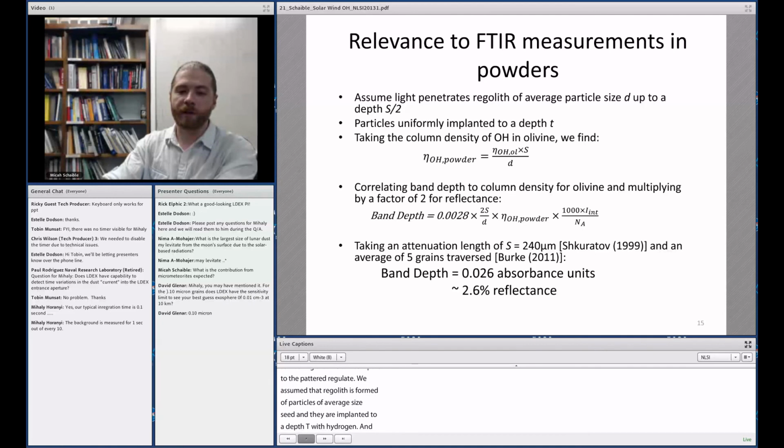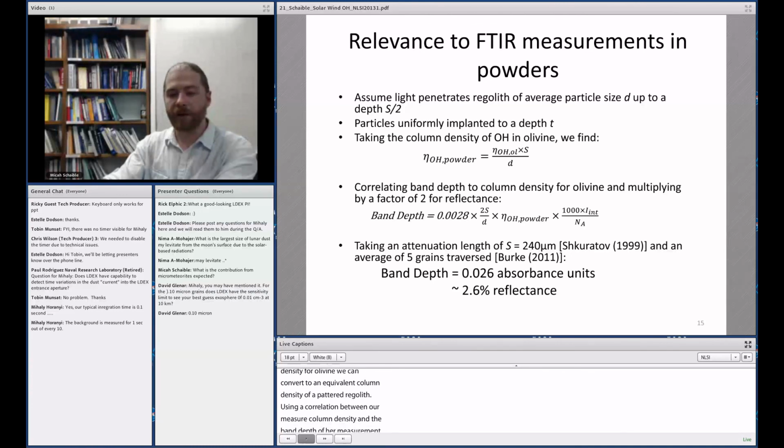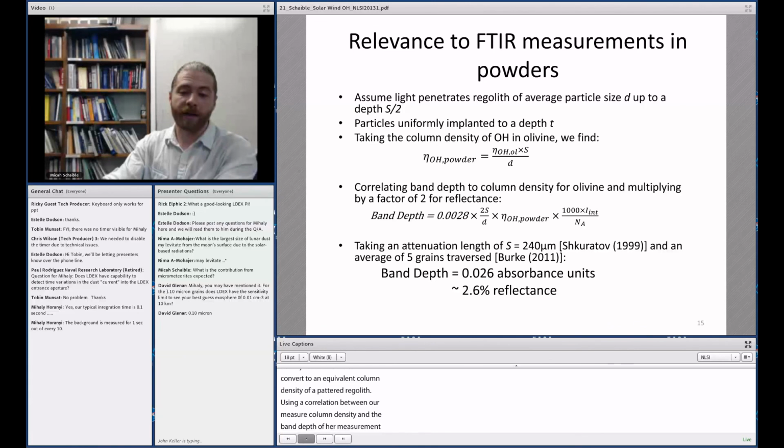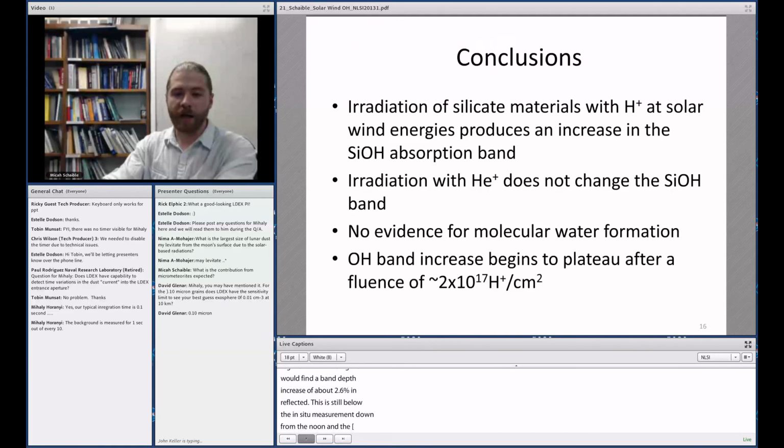And then using our measured column density for olivine, we can convert to an equivalent column density of a powdered regolith. Then using a correlation between our measured column density and the band depth of our measurements, we find that for a powdered regolith of olivine, we would find a band depth increase of about 2.6% in reflectance. Now, this is still below the in situ measurements from the moon and the Ichimura experiments.